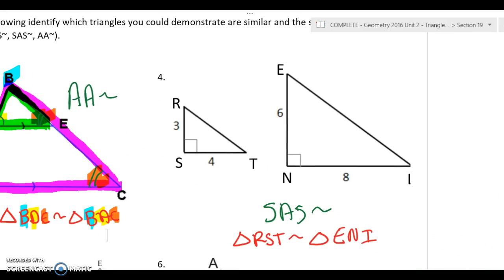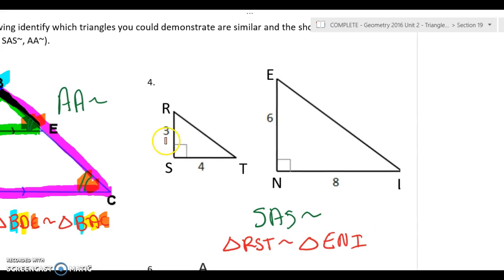Looking at number 4, we have 3 compared to 6, 4 compared to 8. 3 to 6 is 1/2, 4 to 8 is also 1/2. So I've got two pairs of sides that have the same ratio, they're proportional. And then I also have this angle right here, the one between the sides that we've been talking about, are congruent. So if that's the case, I have a side-angle-side relationship. So now it's just a matter of, okay, how are we going to name it?